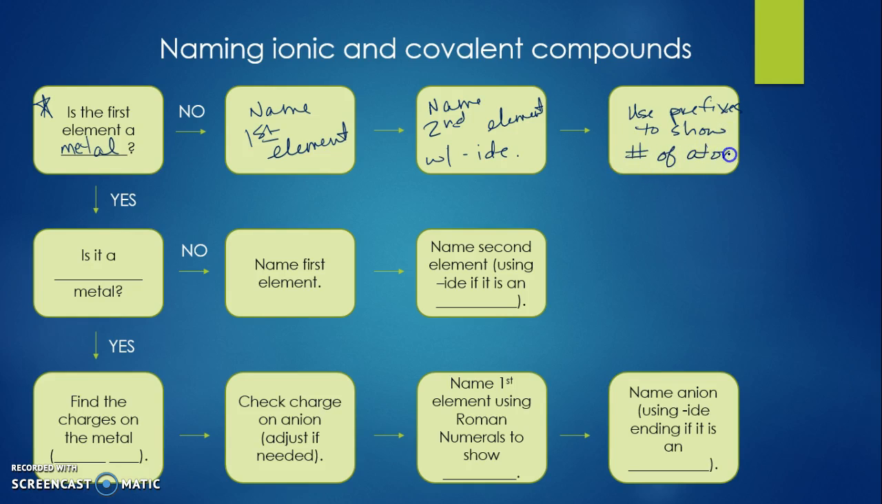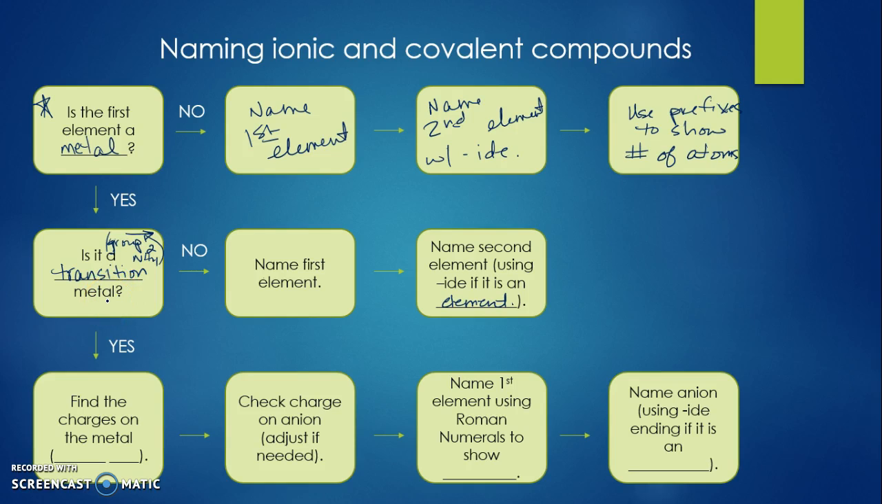All right. What if it is a metal? Okay, so is it a transition metal? That's the next question that you need to ask. And we covered that in the last podcast where we said if it's a metal but it's not a transition metal, which means it's in group 1 or group 2, or if it's ammonia. I haven't told you guys that yet, but that's okay. I'm filling it in now. If it's group 1, group 2, or if it's ammonia, then we're going to go to the right, excuse me. Name the first element, name the second element using IDE if it is, in fact, an element.